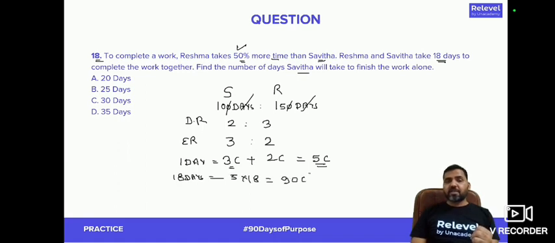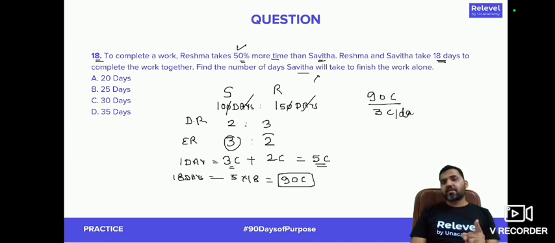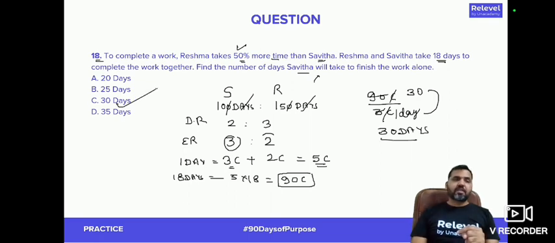Right, this is my total work. Now, this work is supposed to be done alone by Savita. I can see that Savita's efficiency is 3 units per day. Now, 90 chocolates at a speed of 3 chocolates per day will be consumed in how many days? It will be done in 30 days. Therefore, C would be the correct answer. That's question number 18 for you.